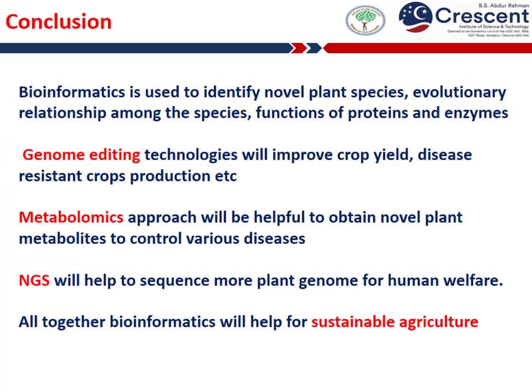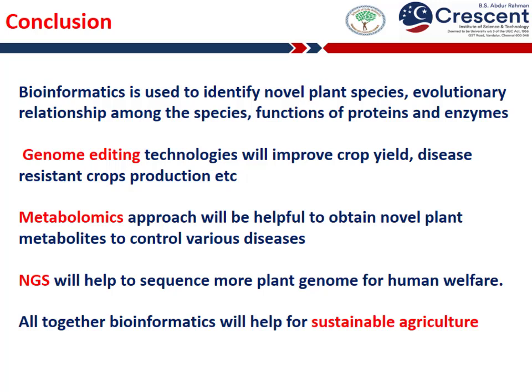From this lecture, we can conclude that bioinformatics can be applied in plant biology to identify novel plant species based on the sequences, and also we can identify the evolutionary relationship among the species by constructing phylogenetic trees, and also we can identify the functions of proteins and enzymes and also unknown protein structures by homology modeling. By using CRISPR-Cas9 genome editing technology, we can produce crops that are resistant to pathogens and resistant to various diseases and environmental conditions.